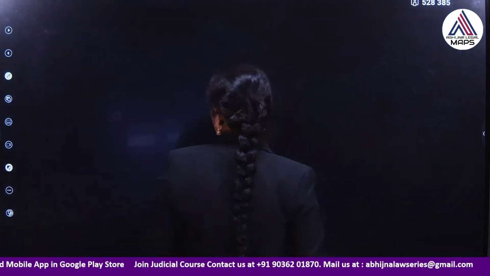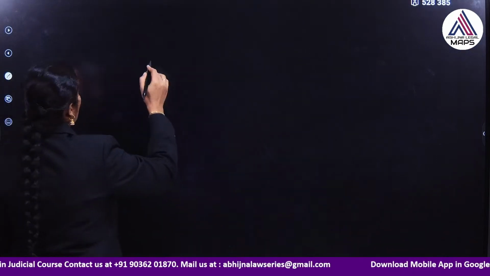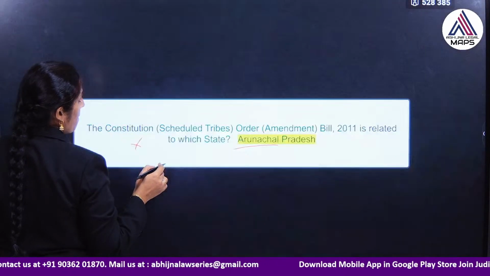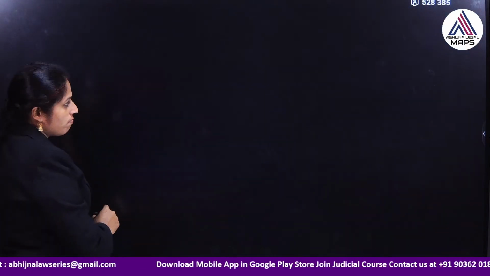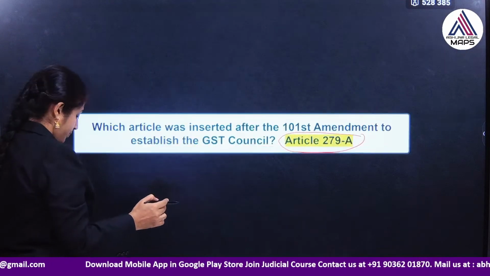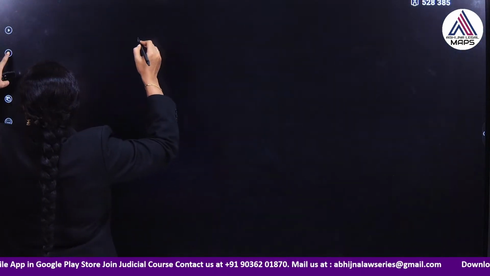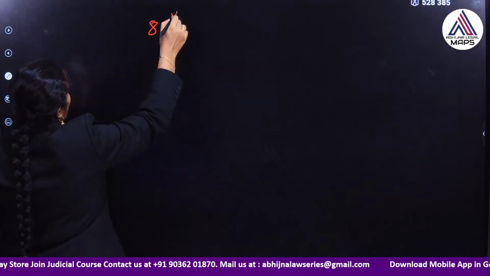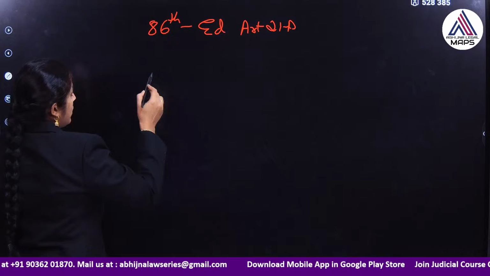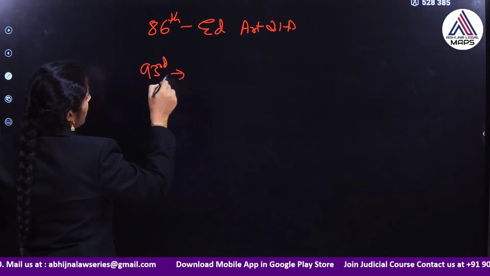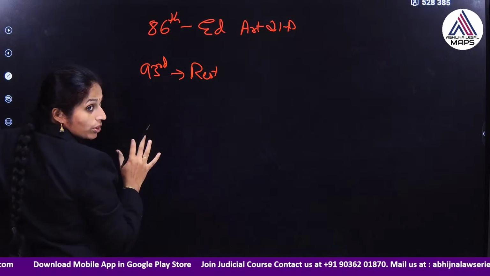Then, sorry, it got erased, but still let us understand in what terms. We taught regarding the 52nd Amendment, then the 86th Amendment regarding education, right to education, Article 21A was introduced. Then the 93rd Amendment, regarding reservations in private education institutions, that was introduced there.